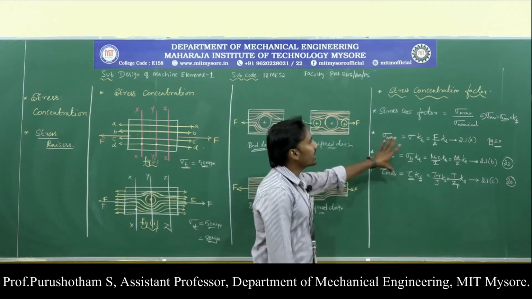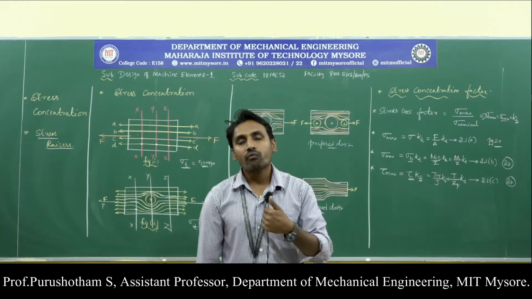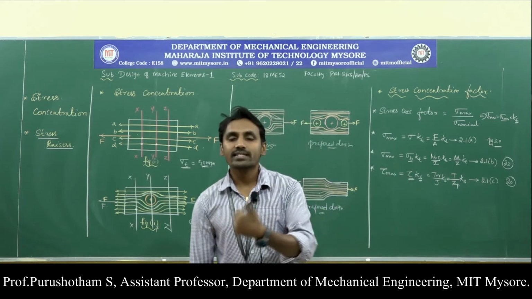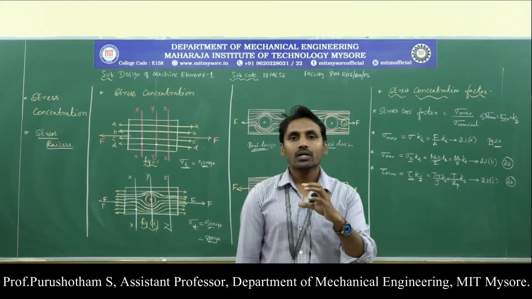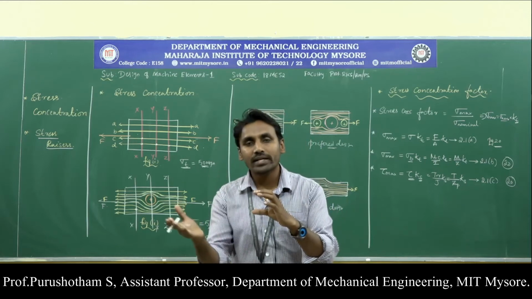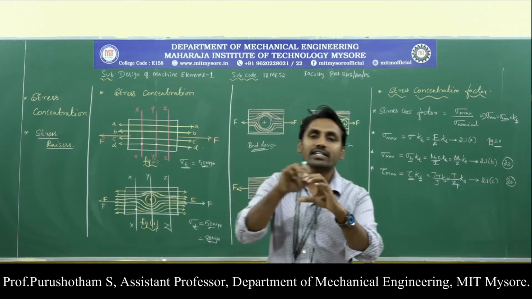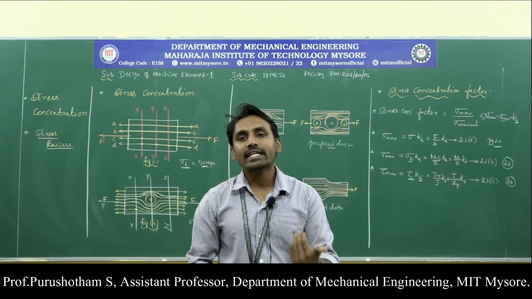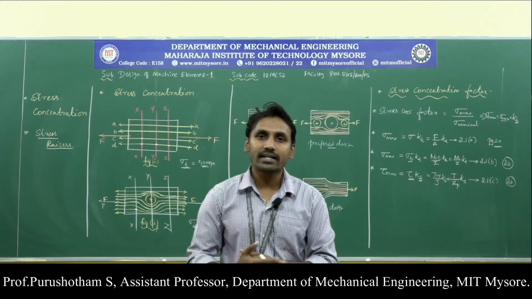So KT and Ks are the theoretical stress concentration factors, which depend on the type and size of the discontinuity. For example, if the discontinuity is a hole, the size will be around 15 mm or 20 mm diameter. That is, the type of discontinuity is a hole and the size is 20 mm or 25 mm. So these KT and Ks values depend on the size and type of discontinuity.